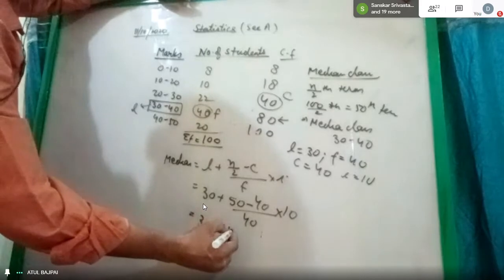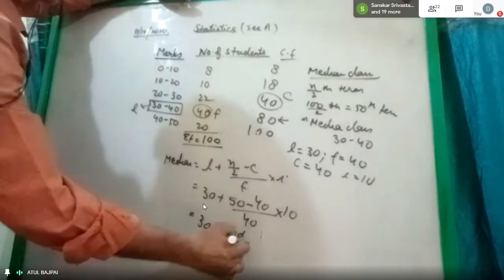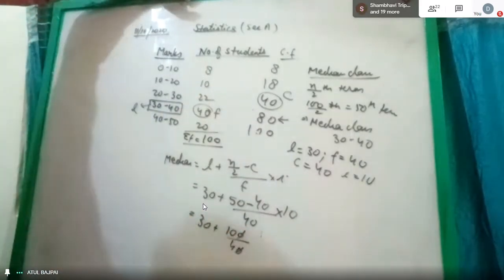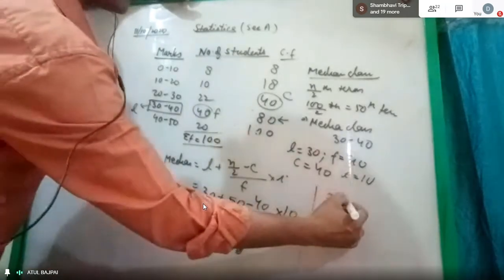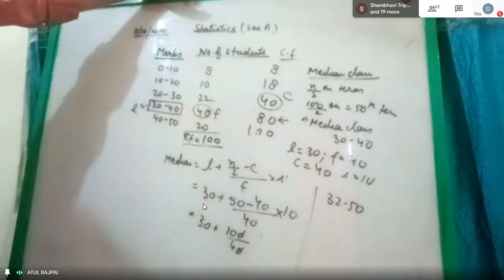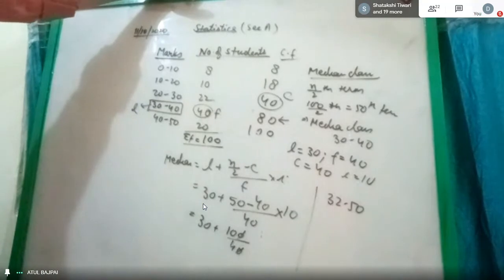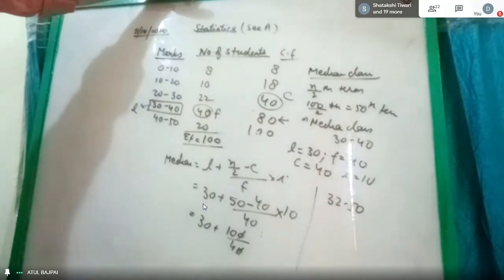30 plus 100 by 40. 0 cancel, 2.5. So answer is 32.50. This is the median. Clear about this? Yes, sir.